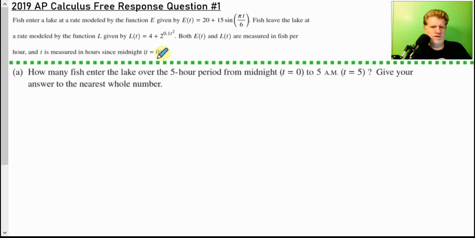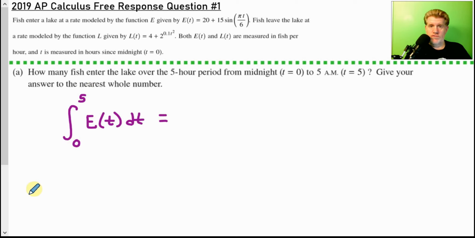Any other extraneous information on here? I don't see any. We don't know how many fish are in the lake at the beginning, so I take it it's not going to be an issue. All right. How many fish enter the lake over the 5-hour period? So for entering, we're given the rate at which they're entering, which is E. So in order to figure out the amount, we just take the antiderivative of the E function from 0 to 5, and we just plug that into our calculator.